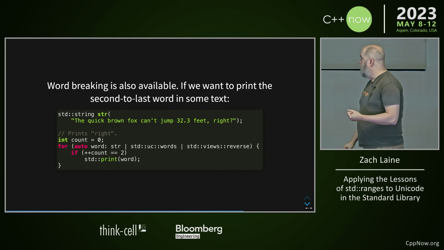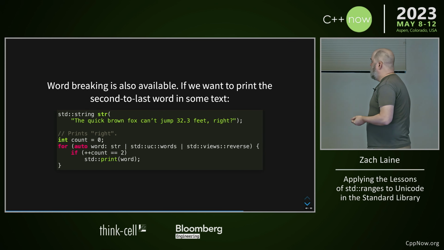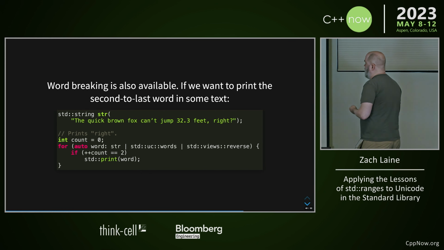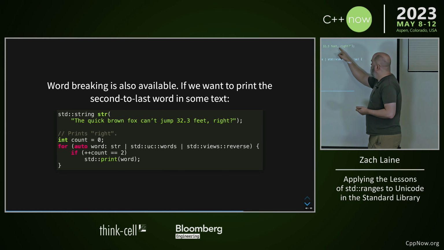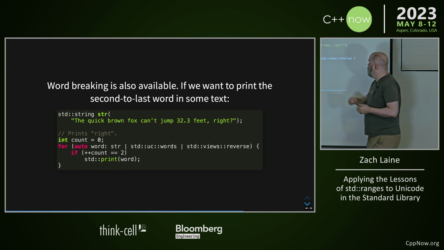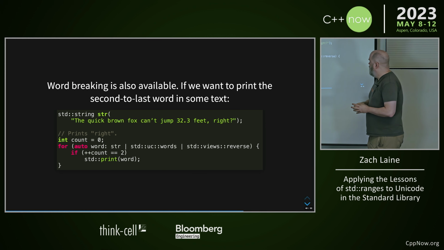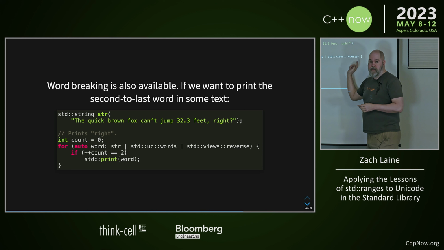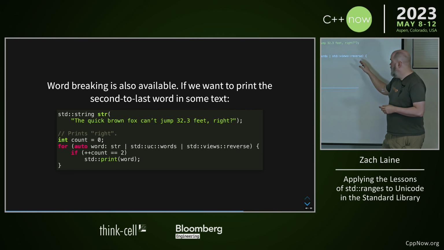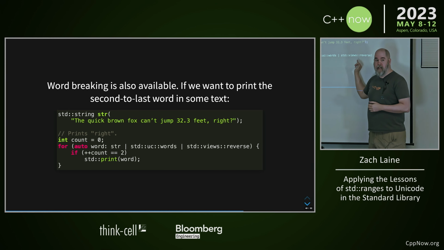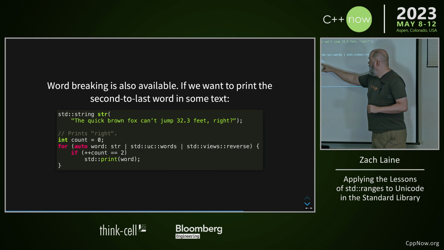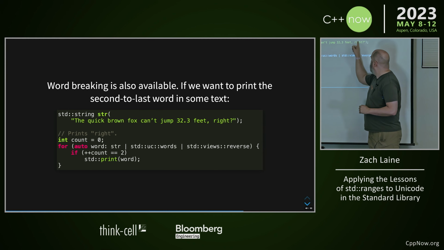So there's also word breaking. Word breaking is just what you would expect. It produces these boundaries, and punctuation and white space are usually their own words. And the nice thing is now we have composability with the standard adapters. In this case, I want to just go backwards. This is why those adapting iterators are bidirectional. And here I just print out this word, and it's the second one, which is right.